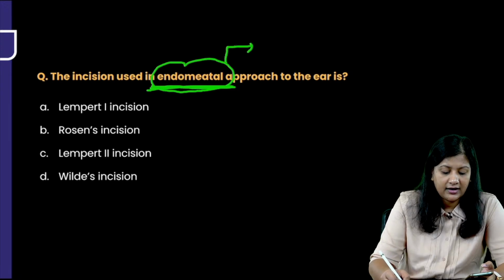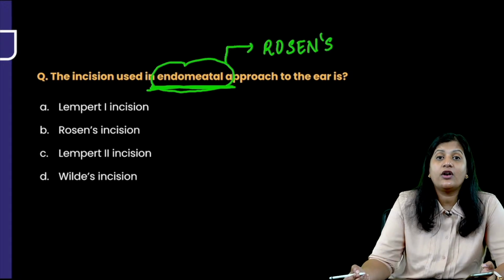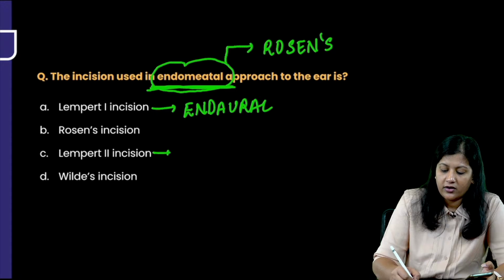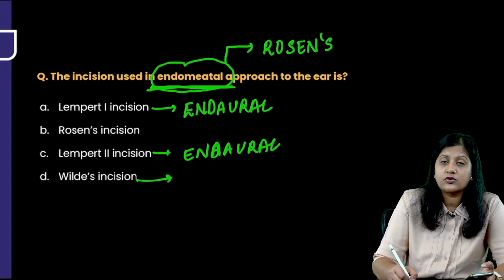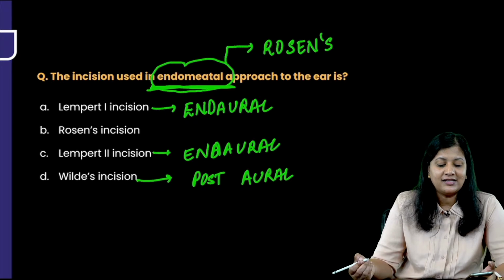Very, very good, Neelam, Divya, Sarika. It is your Rosen's incision. So, Rosen's incision is your endomeatal incision. Lempert's 1 and Lempert's 2 are end oral incisions. So, they are your end oral incisions. And you have the Wild's incision. Sir William Wild's is going to be your post-oral incision. So, post-oral is going to be Sir William Wild's incision.